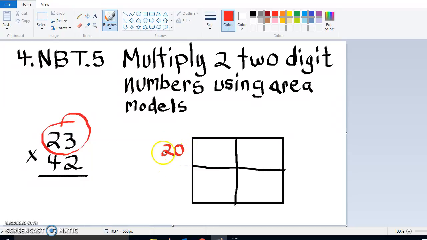So when I decompose 23, I will put the value of the tens place number, which is 20, here next to this box. And I would take the ones place number, which is 3, and place it next to this box so that the number 23 is decomposed on this side of the area model.